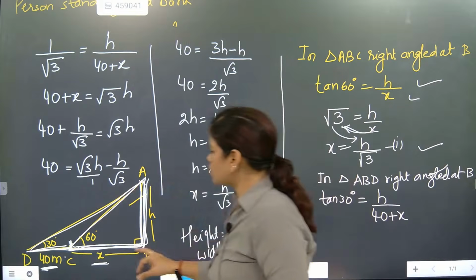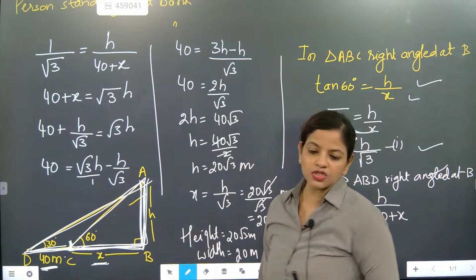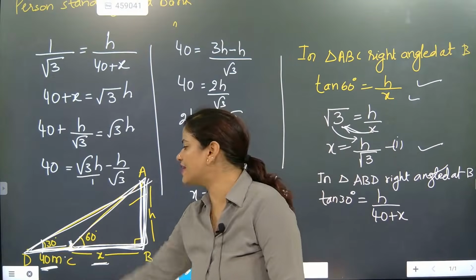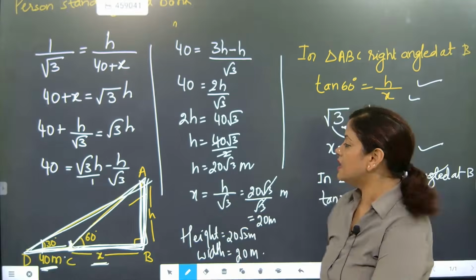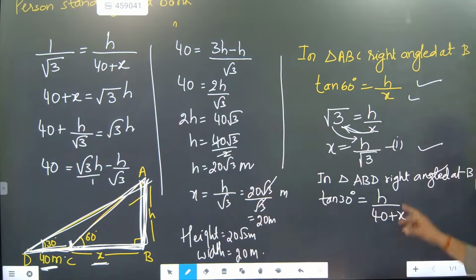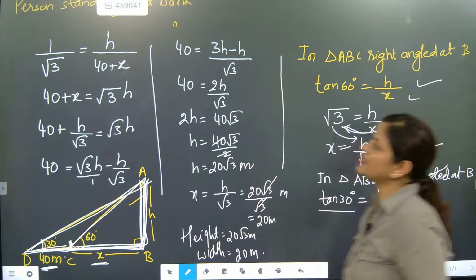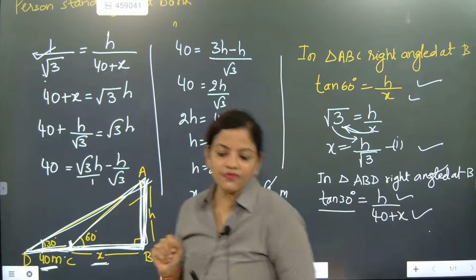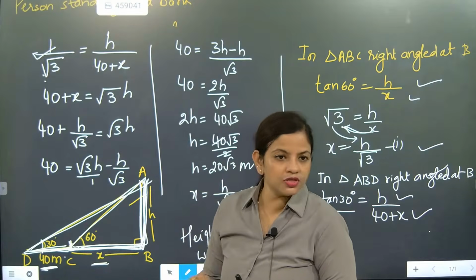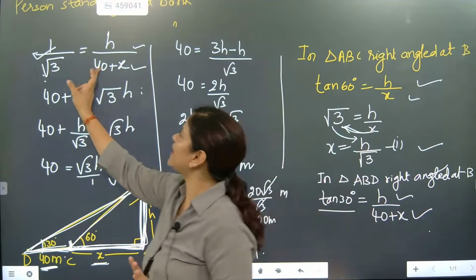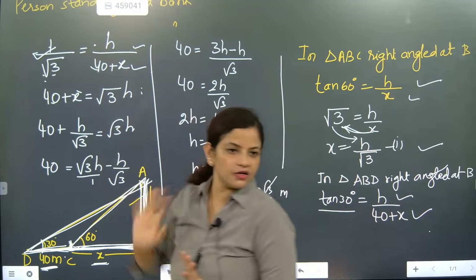Then we took this total triangle. When we took this total triangle, what degree is it coming? 30 degree. 30 degree, perpendicular over this plus this. So tan 30 degree is h by 40 plus x. Now the value of tan 30 degree is 1 by root 3. What is the value of tan 30 degree? 1 by root 3. And this side is h by 40 plus x. Cross multiplied, this went this side, this went this side.